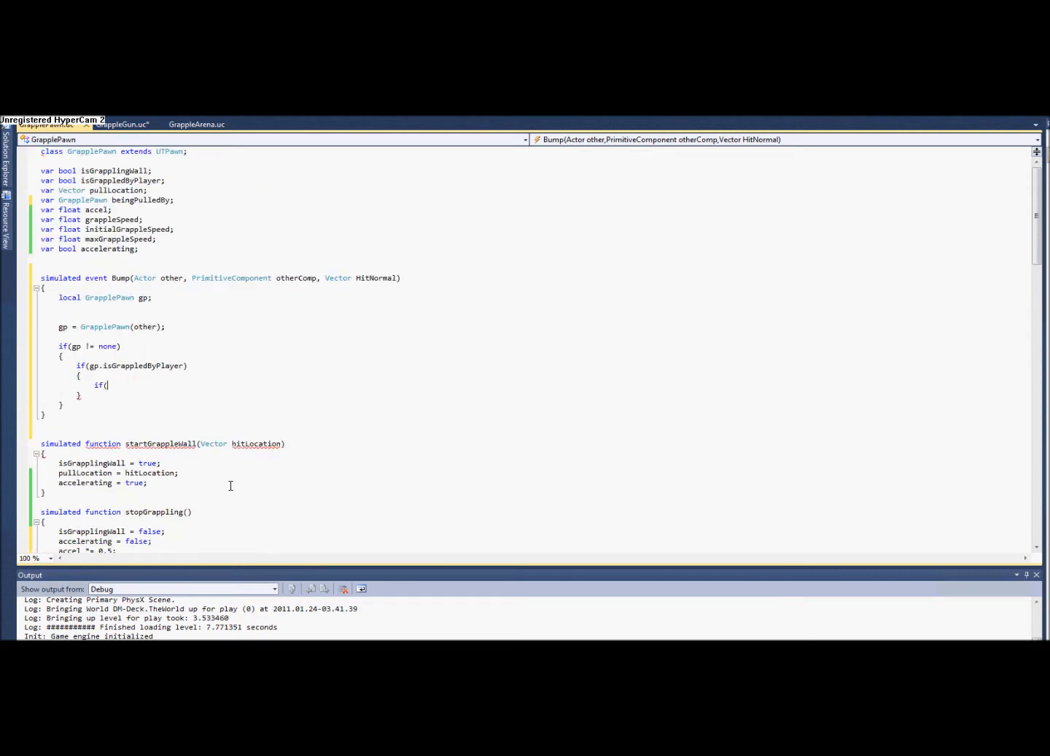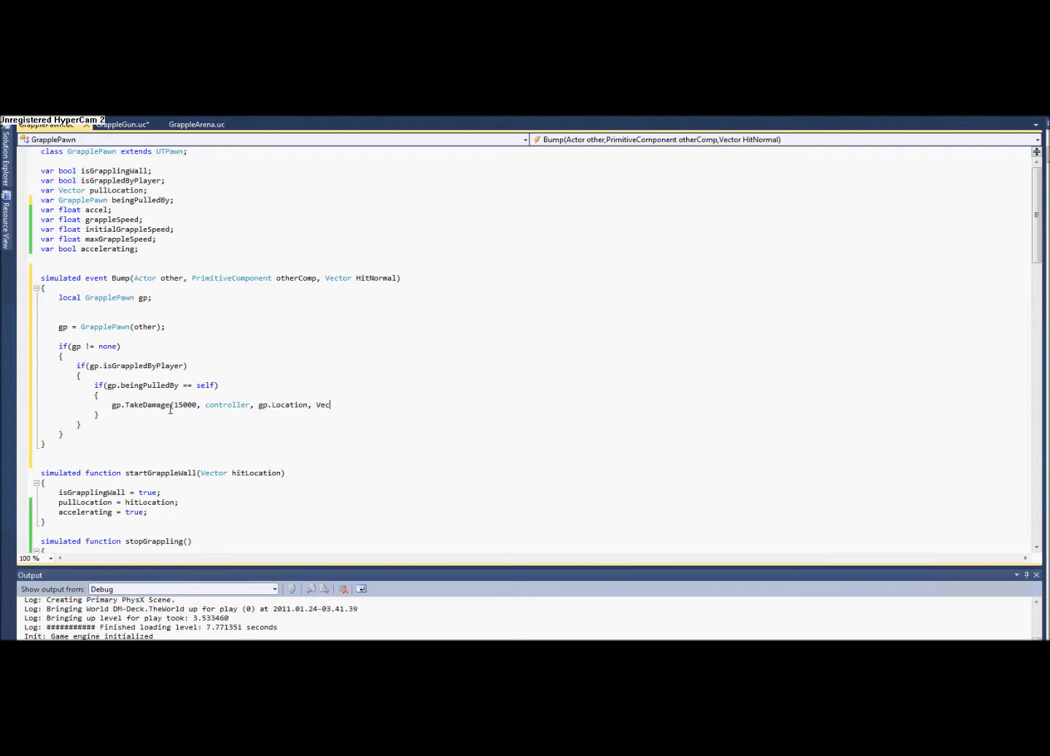So if they're being pulled by equals me, then I should kill them. So we'll do that take damage again. Explode again. Pick it the insta give.